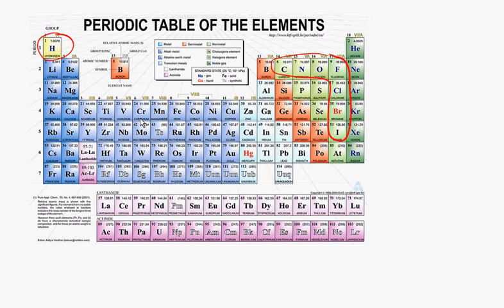In the middle of the periodic table, we have a group of metals called the transition metals. And these are the elements that you probably think of when you think of a metal. If I say picture a metal, you might picture something like iron or nickel or copper. Those are all called transition metals.